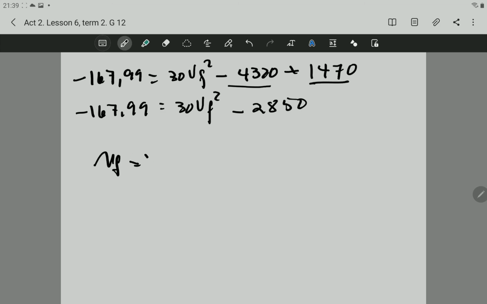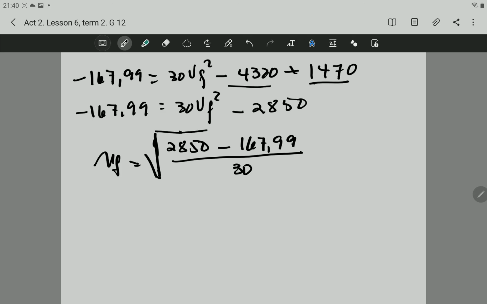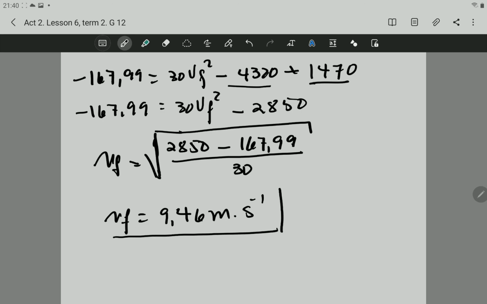Okay, so now if you sort out this other part, you have that final speed is equal to square root of 2,850 minus, this one is going positive to the other side, minus 167.99 divided by 30. The final answer for the final speed is equal to 9,46 meters per second. This is the final answer of the question.